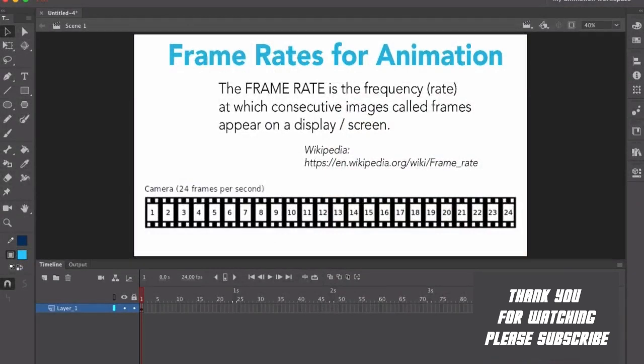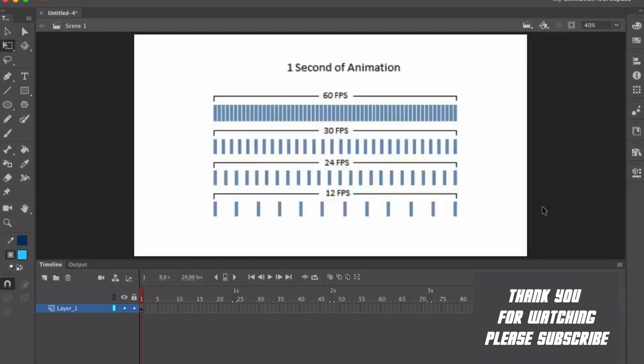A frame rate is really the frequency or the rate at which consecutive images or frames appear on the screen. Nowadays, everything is all about a higher frame rate. You've got 4K at 60 frames per second, 4K at 120 frames per second. Essentially, a higher frame rate means smoother motion, and a higher resolution means more detail within the image.